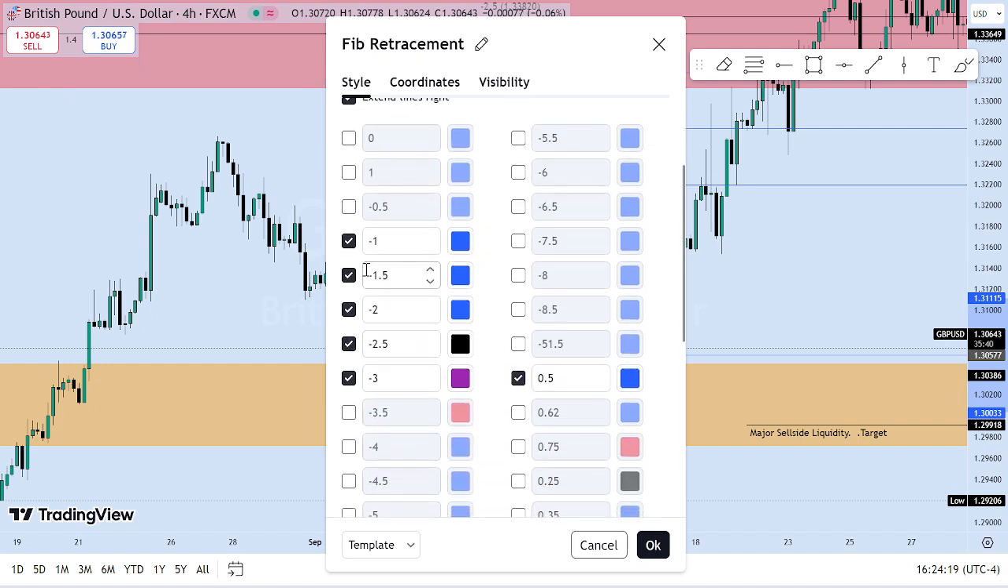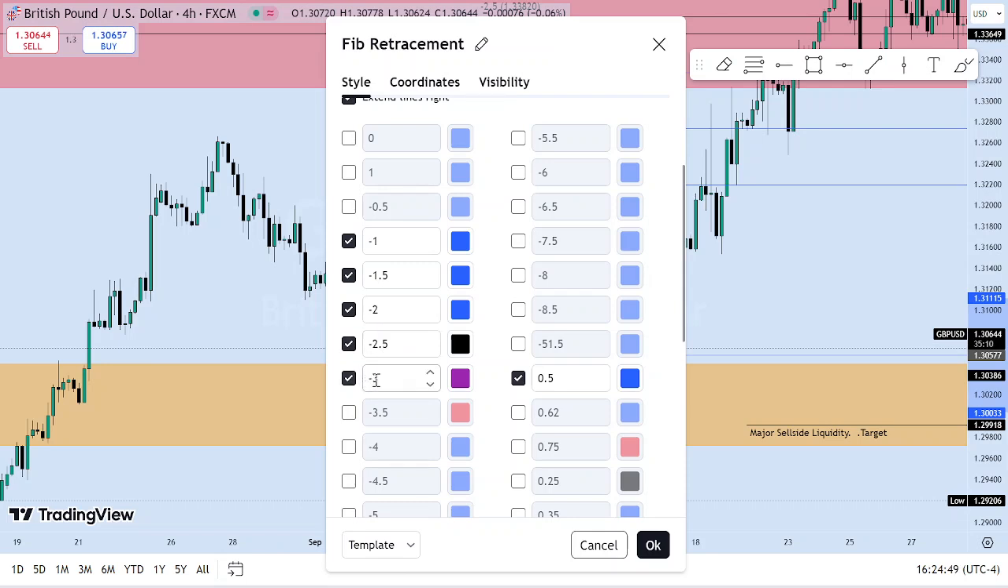You can see where I mark all this. This is standard deviation minus 1, minus 1.5, minus 2, minus 2.5. You always target this 2.5 standard deviation. That's where price is likely to reach out for a partial, this 2.5.